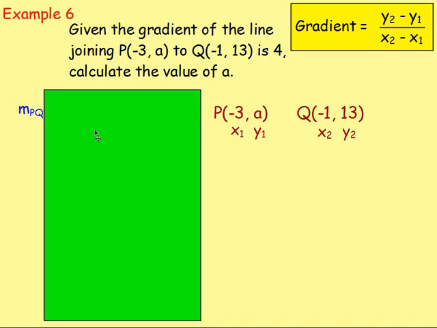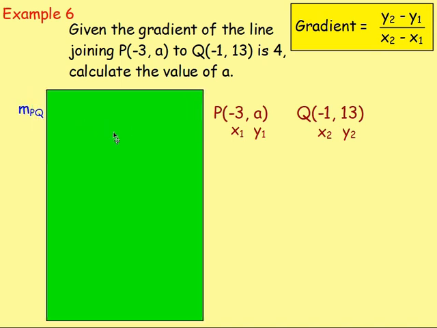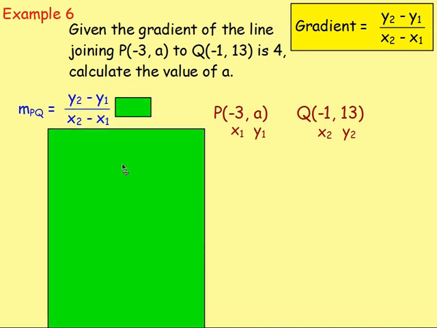We are wanting the gradient of the line PQ. Well, not really. We are wanting to find the value of a, but because this is all to do with the gradient of the line joining those 2 points, start off writing down the gradient formula. So the gradient of PQ would be y2 take away y1 over x2 take away x1. However, what it says is the gradient is what? 4! Good, so we know that equals 4. So y2 take away y1 over x2 take away x1 would equal 4. It tells us that here, the gradient is 4.